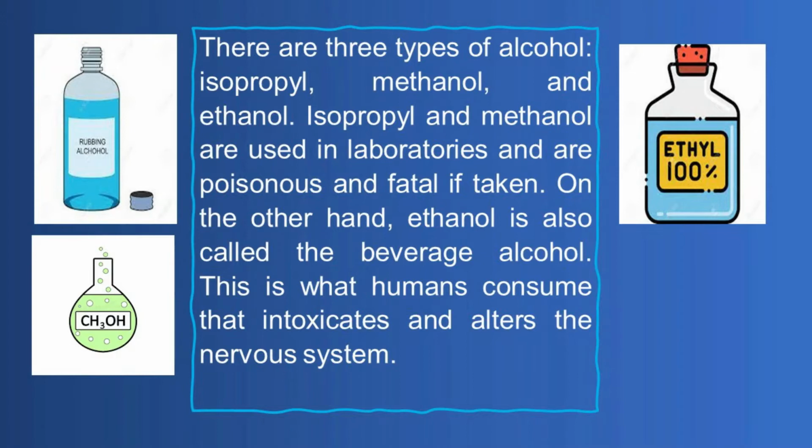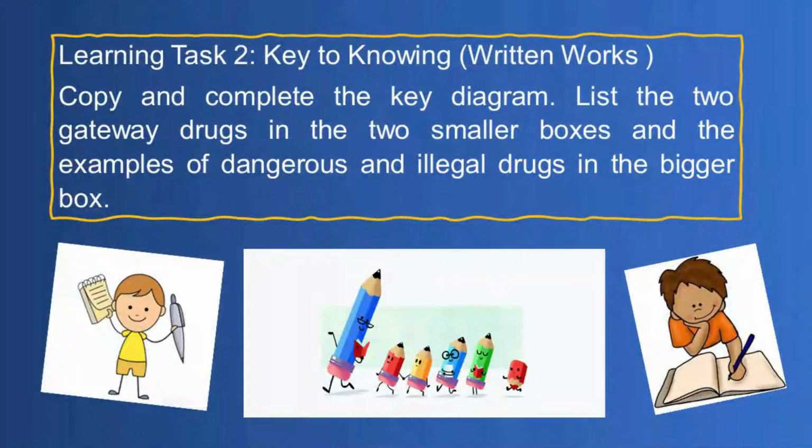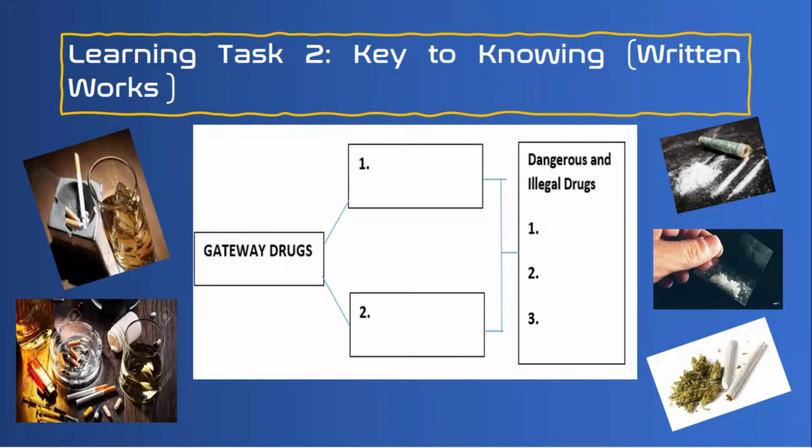Are you still with me, learners? Let us pause in our discussions to check your knowledge on gateway drugs through the next learning task. Learning task 2. Key to knowing. Copy and complete the key diagram. List the two gateway drugs in the two smaller boxes and the examples of dangerous and illegal drugs in the bigger box. Let's start.